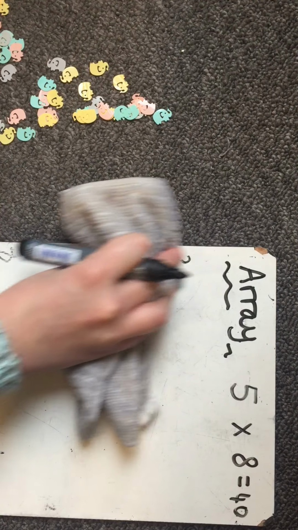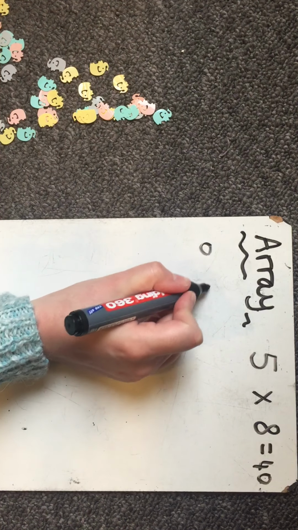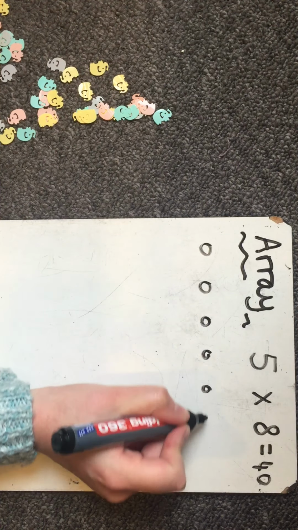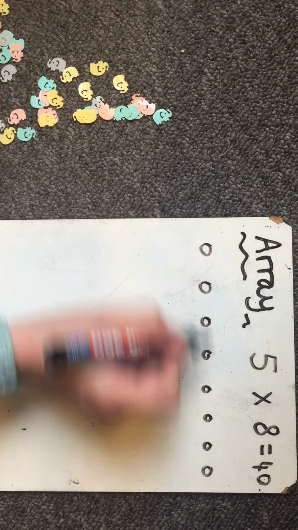So I'm not going to draw as elephants. That would take me the whole lesson. So I'm going to draw as dots. 1, 2, 3, 4, 5, 6, 7, 8. Draw your own if you have a whiteboard or piece of paper in front of you.